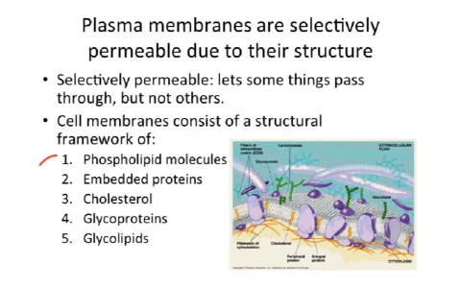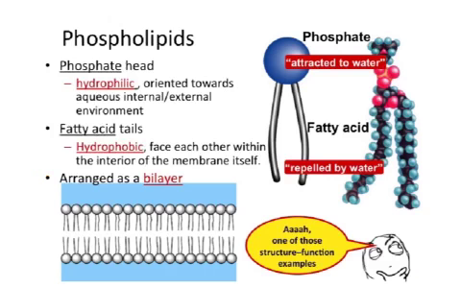There are 5 main components of the plasma membrane. So the plasma membrane is selectively permeable, meaning it lets some things pass through but not all things. And in order to accomplish this, it has 5 components. It has phospholipids, proteins that are embedded in the plasma membrane, cholesterol, glycoproteins, and glycolipids.